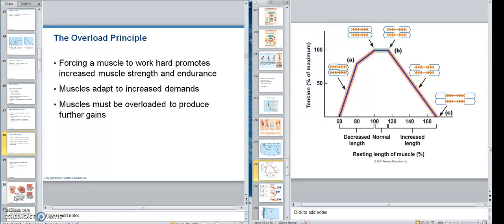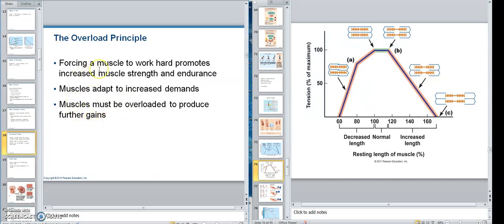All right, now I'm going to stop this video here, and we're going right here. So then we go into the overload principle, and then we'll go into something else. That overload principle is that you have to start lifting progressively heavier weights to get it done. Forcing a muscle to work hard promotes increased muscle strength, but you gotta make the muscle want to. It won't do it if you keep the same weights. They increase to the adaptive. And that's all I'm going to say on that.